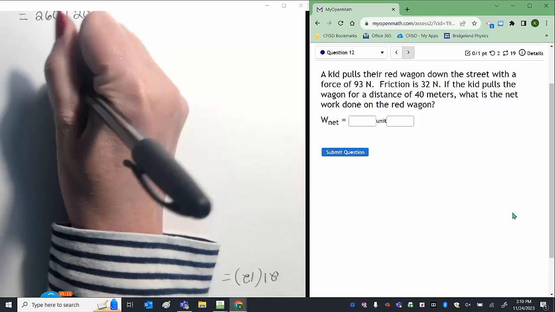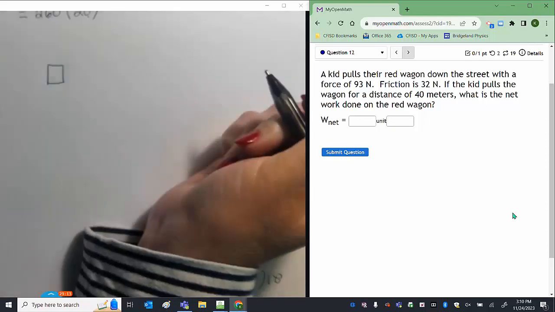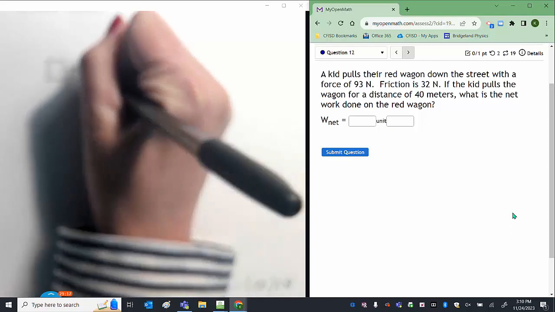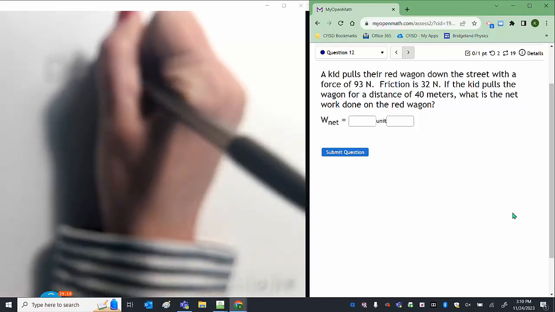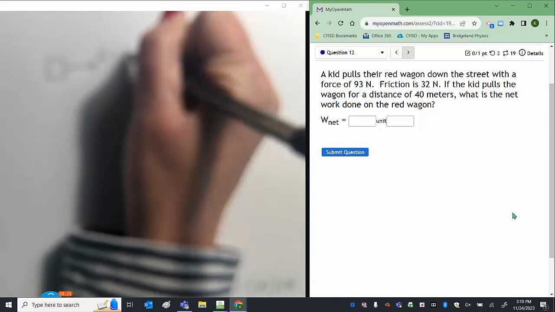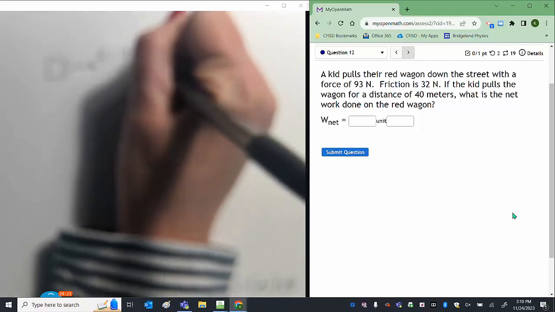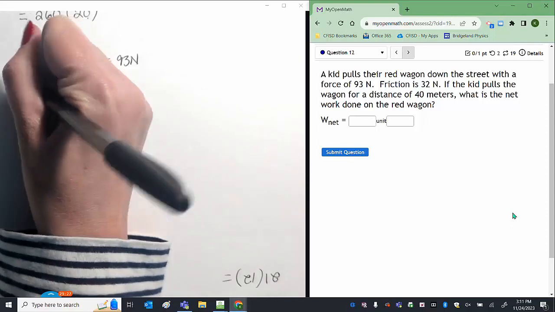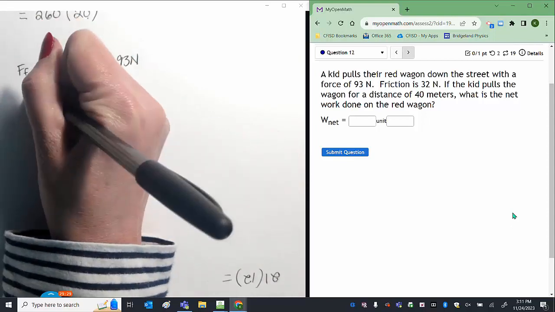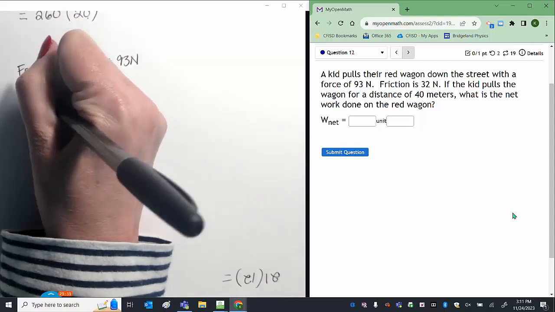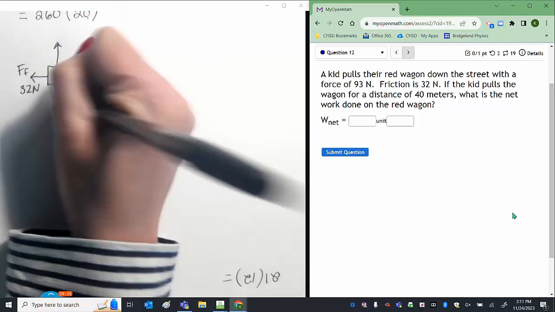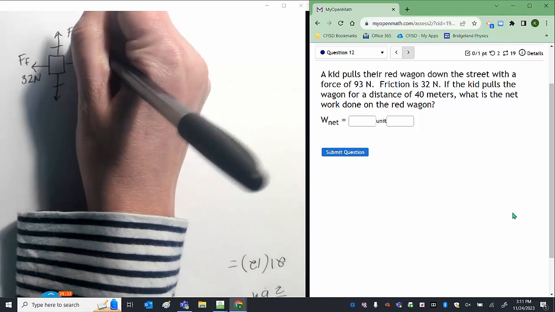Okay, so here's going to be my free body diagram for my wagon. I'm going to say that the kid is pulling it this way. The force of the pull, again, I'm going to call this my applied force, is 93 newtons. I know that there is an opposing force of friction of 32 newtons. And again, I know I'm going to have Fn and Fg, and that these are going to be equal and opposite to each other.